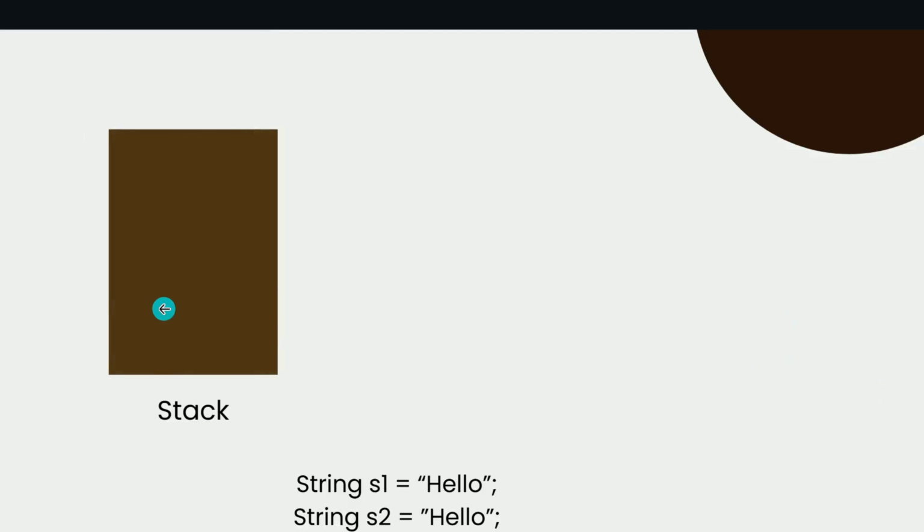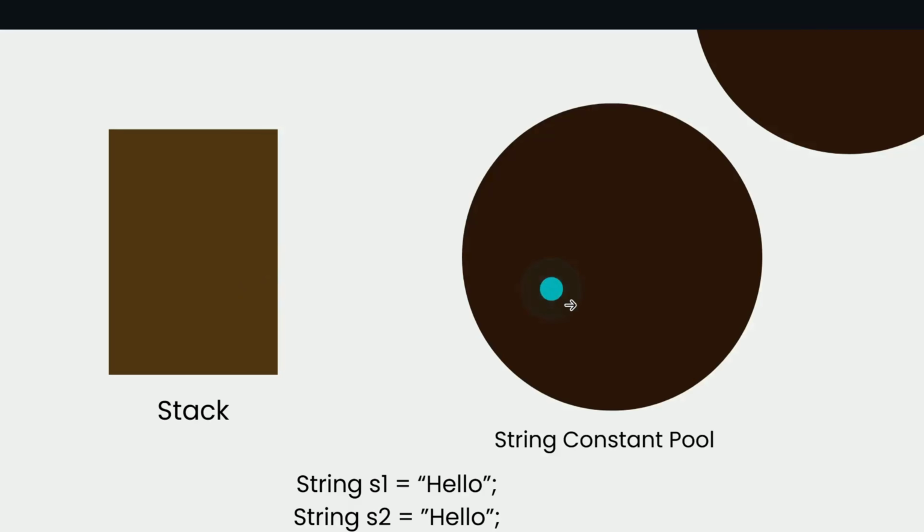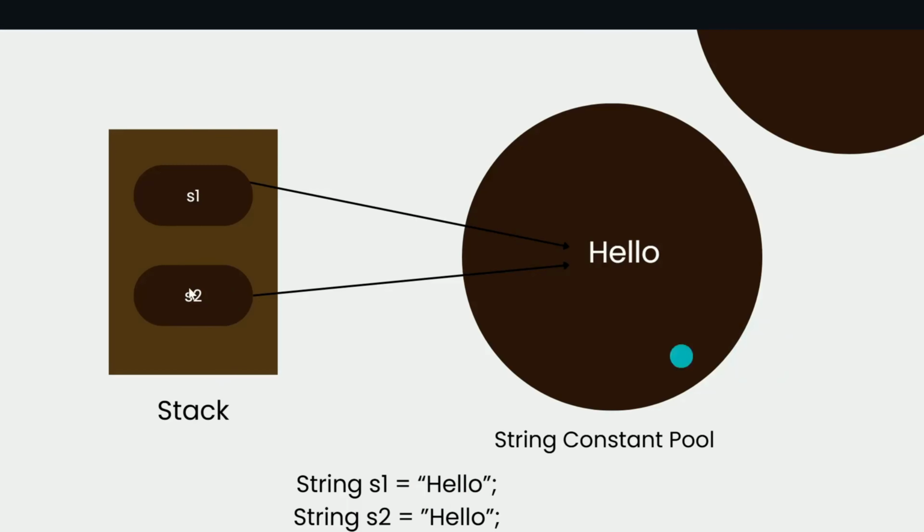This is the stack, where we store the variable references. And this is the string constant pool, where we store the string object when we create it using literals. So s1 and s2, two variables, got created in the stack, and the hello object got created in the string constant pool area. s1 refers to hello, s2 also refers to hello. Two objects did not get created, only one hello is created and both are referring to the same.